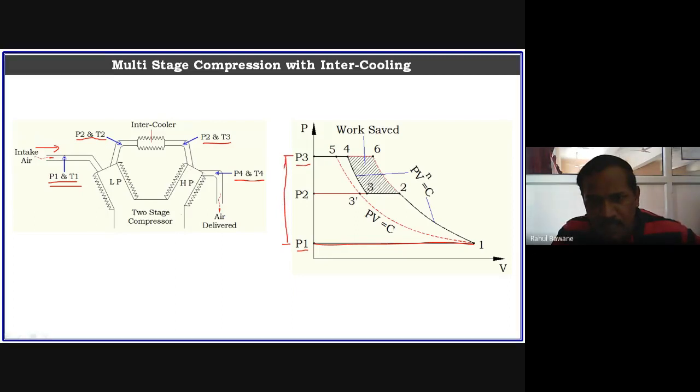Now imagine if I use a single stage compressor. Single stage compressor means everything is compressed in one step. So the air is compressed from 1 to P3, that is point 6. So our curve will be like this, 1 to 6. Then it reaches delivery pressure P3 at point 6. Then after, it will be delivered out.